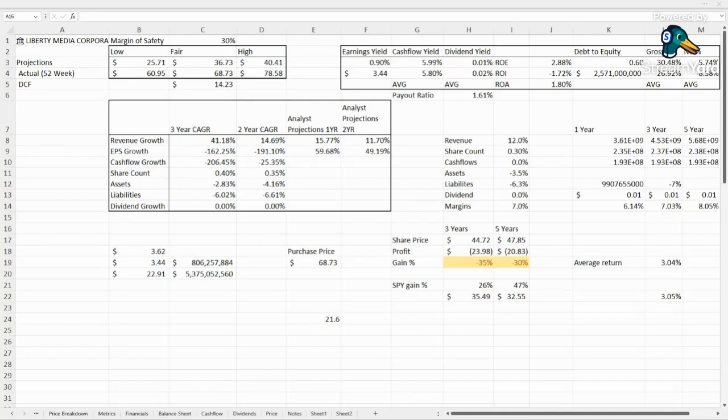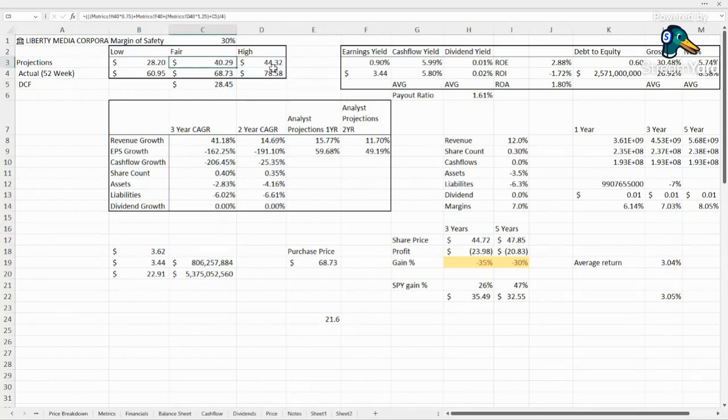Today, we are getting into Liberty Media Corporation. They own the Formula One group. The Formula One season is underway. It's exciting, and I wanted to look into Liberty Media and see if there was any sort of value there and how they were doing financially. So, let's get right into it.